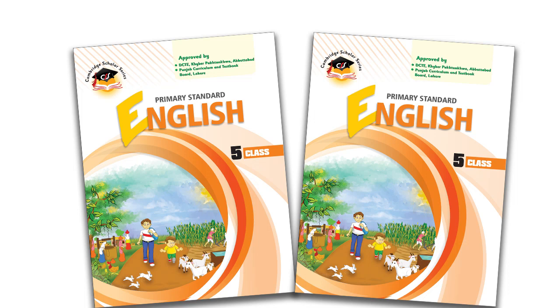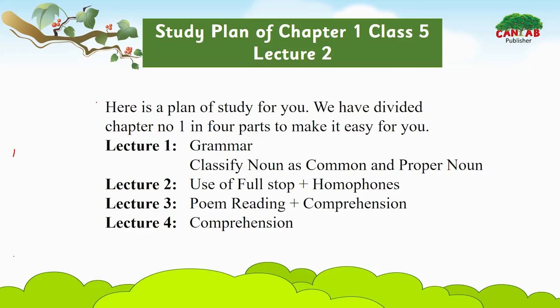So you should have in your hands the English textbook 5 of the Cambridge Scholar series. Today we are going to study the first lecture of the grammar portion of chapter 1 of grade 5. We have divided our chapter number 1 into 4 lectures. The first lecture emphasizes the grammar portion as usual, and today we are going to discuss and classify the noun as a common noun and proper noun.